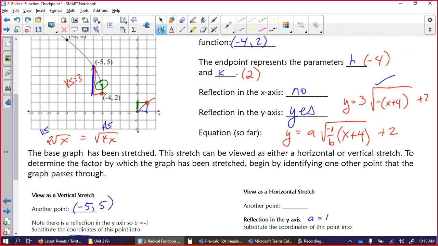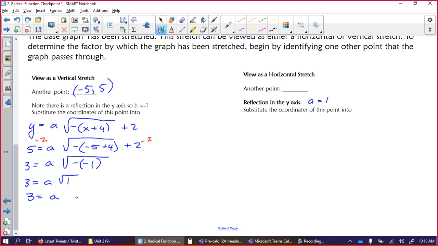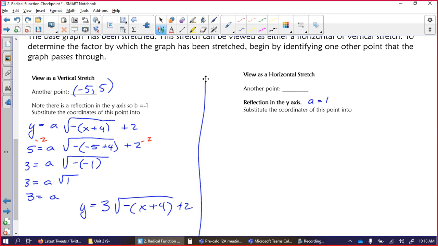Well, hot diggity, that's what we found up there. Y equals 3 times the square root of negative x plus 4. I keep wanting to say squared, plus 2. So that's one way to do it algebraically because it's something we need to be able to think about, and practicing algebra is always good.